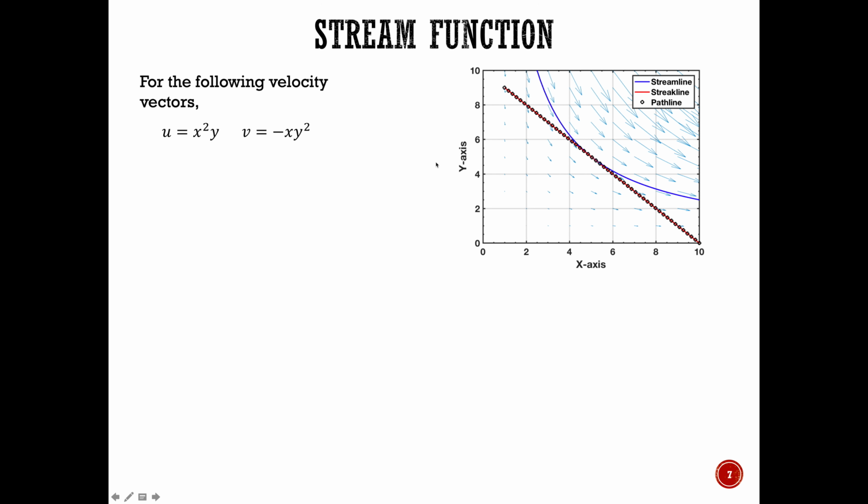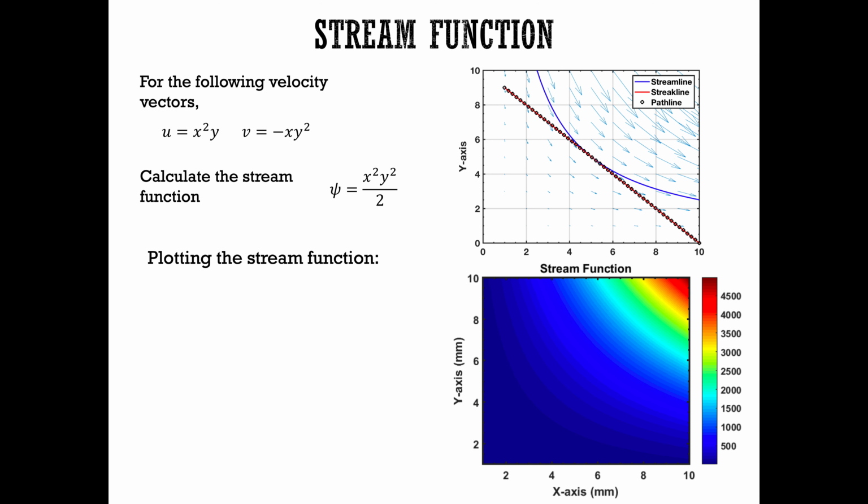So now let's try to find the stream function for these two velocity components, u equals x squared y and v equals minus x squared. So when you do that, this is basically the flow field, straight line, path line. So I hope you were able to calculate the stream function for this, which means, in the end, you just end up getting x squared y squared by 2. Now, if you were to plot this, imagine what you get.